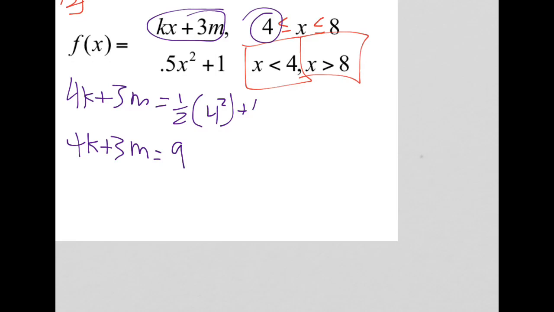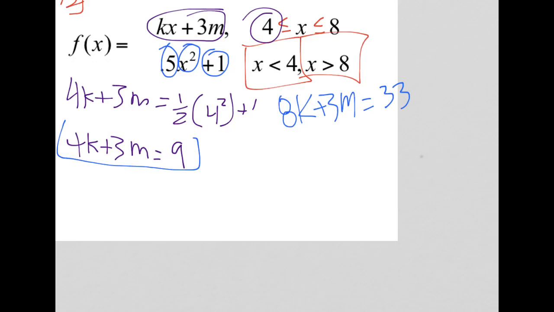Let's go ahead and find our other equation really quick. Now we're looking at the x value of 8. So I'm going to get 8k plus 3m equals 8 squared is 64, divided by 2 is 32, plus 1 is 33. So kind of ugly, but that's alright. So now I have two equations here with k and m. So I want to solve this system of equations.